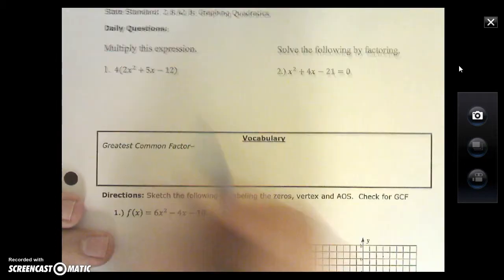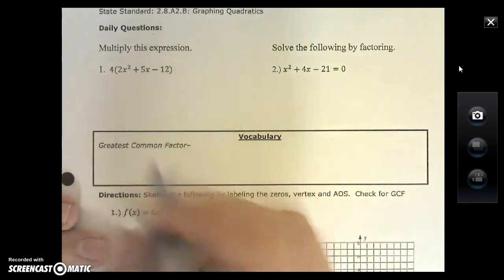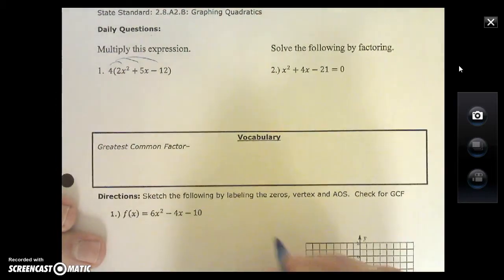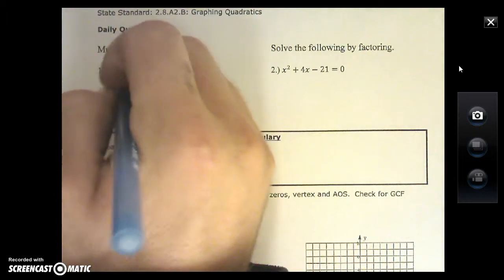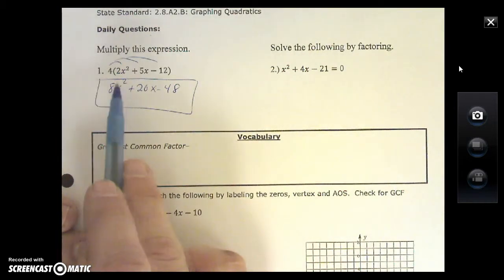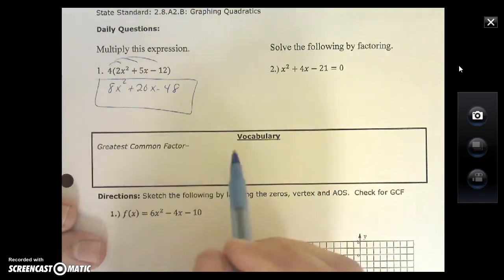So our daily questions, taking a look here, we can multiply the 4 in. This is the same thing as yesterday. We're expanding upon it now. It's a trinomial instead of a binomial. So 8x squared plus 20x minus 48. Just make sure you are multiplying all the way across. Simple enough. I'm not too concerned about that.